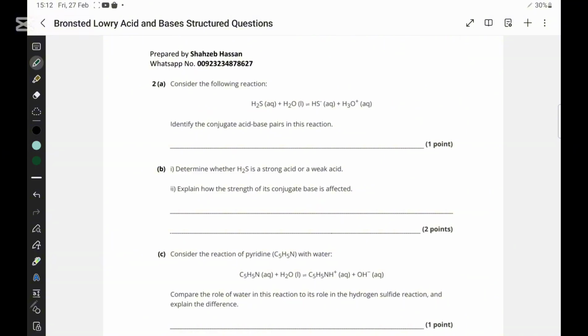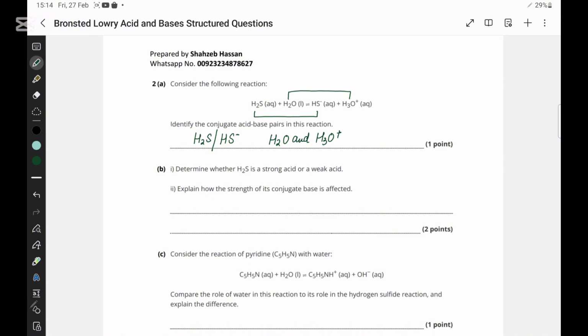You can see that the conjugate acid base pair is H2S and HS minus, because H2S has donated a proton and formed HS minus, and H2O and H3O positive, because after accepting a proton it is forming H3O positive. So that's going to be H2S and HS minus, while H2O and H3O positive.